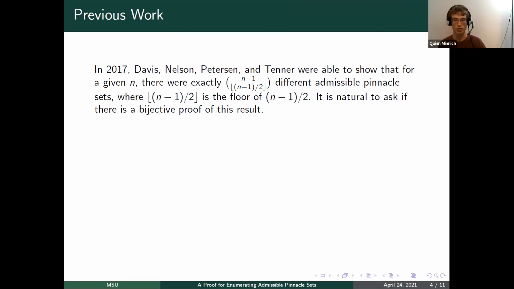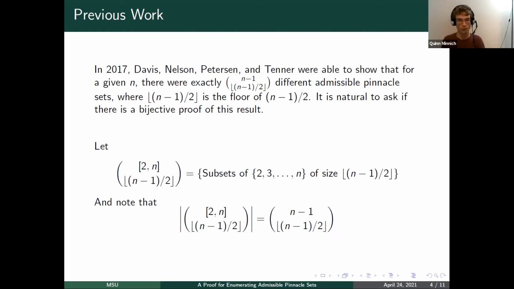So the next reasonable question is that since the number of admissible pinnacle sets is counted by a binomial coefficient, is there a nice bijective proof of this result? There are proofs that aren't bijective, but we like to have the bijective ones when we can. And there is. But before we get into that, let's more carefully define what we're going to be bijecting to.